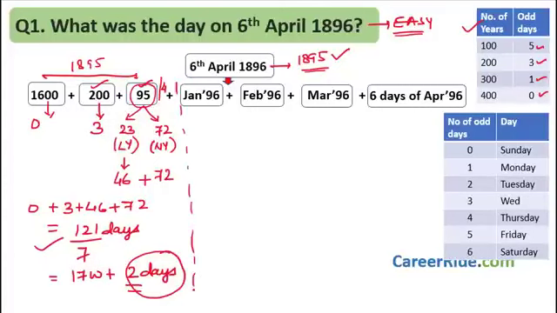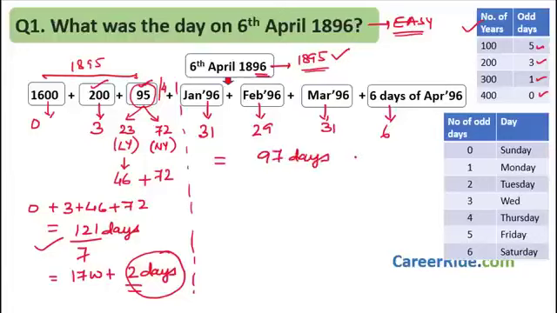Now let us begin solving the remaining part, the year that is going on, 96. January 96 has how many days? 31 days. February 96, pay attention here, 96 is a leap year because it is divisible by 4. So this has 29 days. March has 31 days and there are 6 days of April here. So 31 plus 31 is 62, 62 plus 6 is 68, and 68 plus 29 is 97. So this is a total of 97 days.